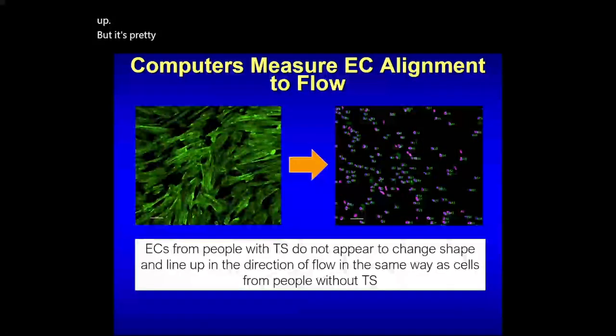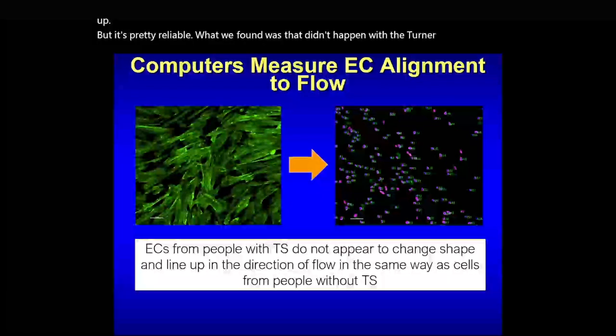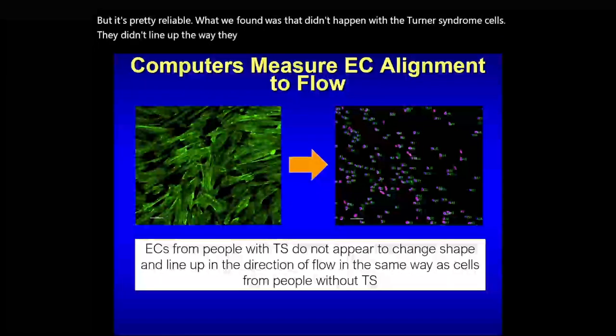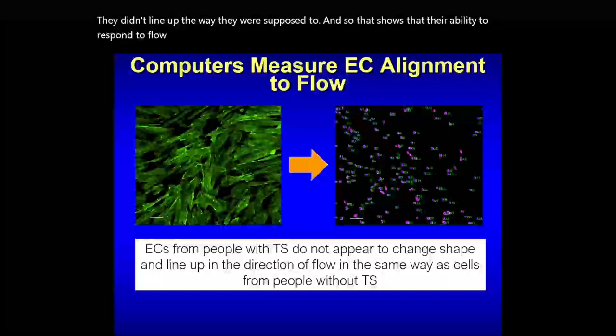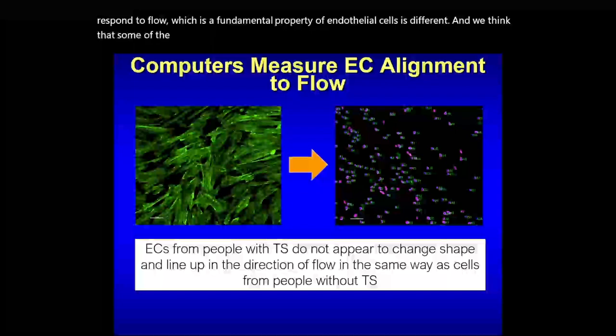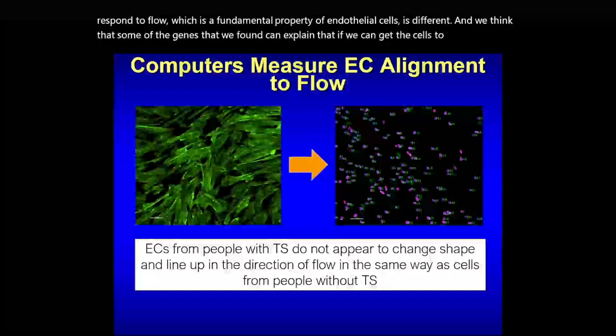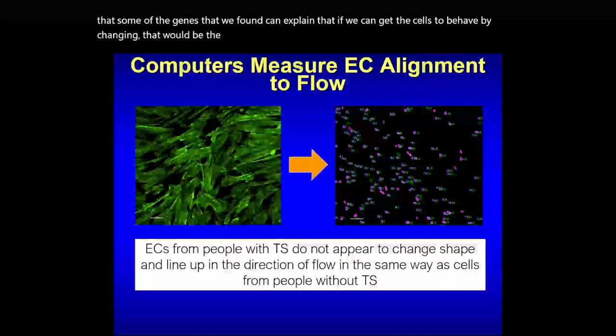What we found was that that didn't happen with the Turner syndrome cells. They didn't line up the way they were supposed to. And so that shows that their ability to respond to flow, which is a fundamental property of endothelial cells, is different. And we think that some of the genes that we found can explain that. If we can get the cells to behave by changing that, that would be the first sign that our treatment might be working.